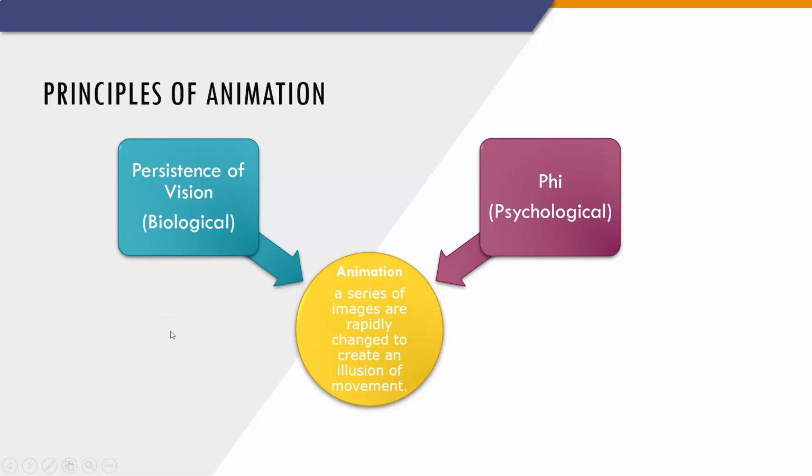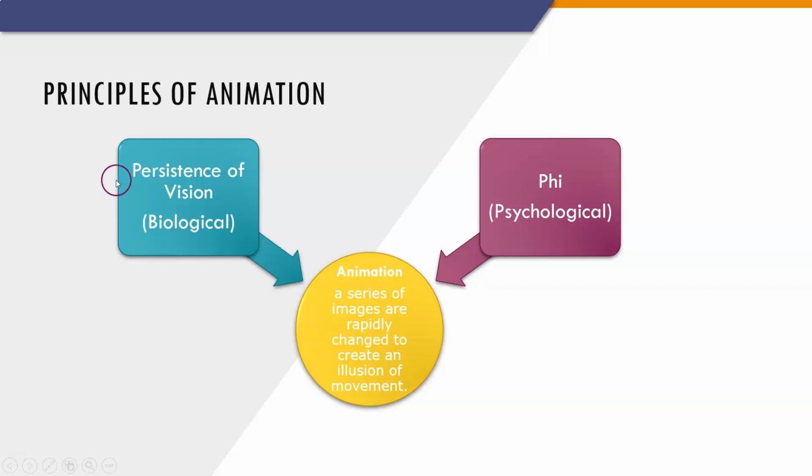The most important part of animation is these two basic principles: persistence of vision and the phi phenomenon, which is psychological. We know the concept of animation is a series of images rapidly changed. Animation is a combination of more than one image that you draw. When you combine all the images, make sure they are related, a series in sequence, so they change to make a movement or illusion.